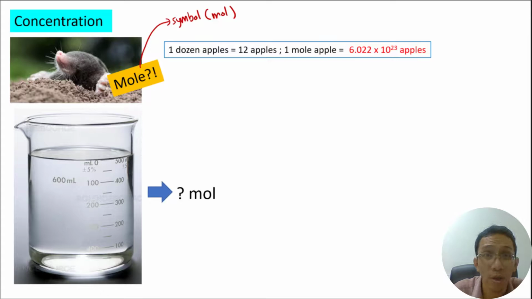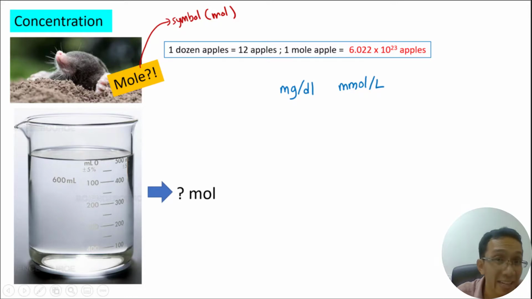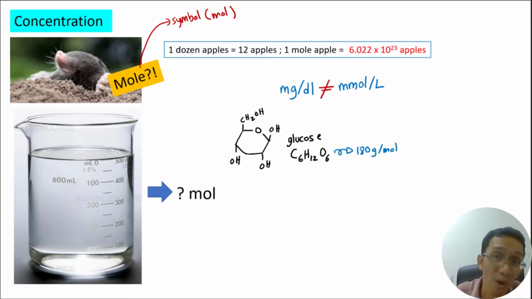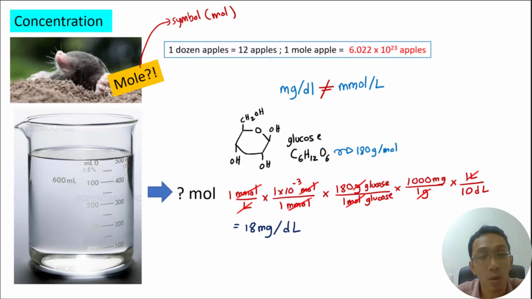For example, when you're dealing with a glucose biosensor, the reading from the sensor can be either in milligram per deciliter or millimole per liter. These two units are not equal. Molecular weight of glucose is 180 gram per mole. Hence, 1 millimole per liter will be equivalent to 18 milligram per deciliter.